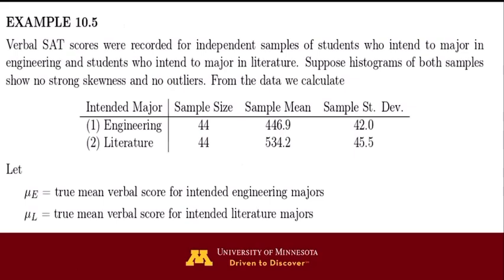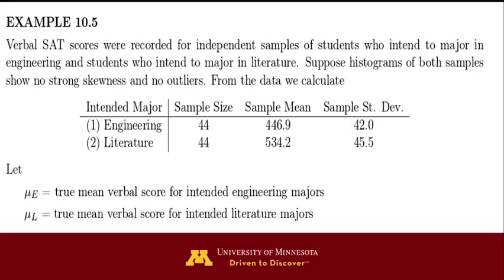The verbal SAT scores were recorded for independent samples of students who actually intend to major in engineering and students who intend to major in literature. Suppose histograms of both samples show no strong skewness and no outliers. What they're trying to say with no strong skewness is that the distributions are likely approximately normally distributed.